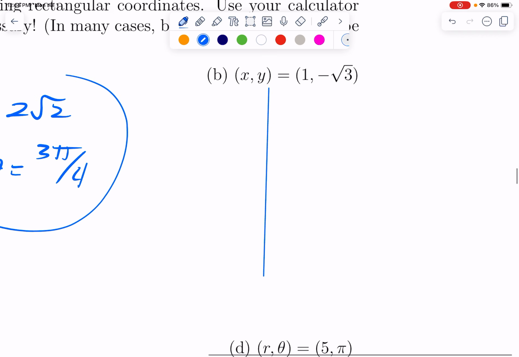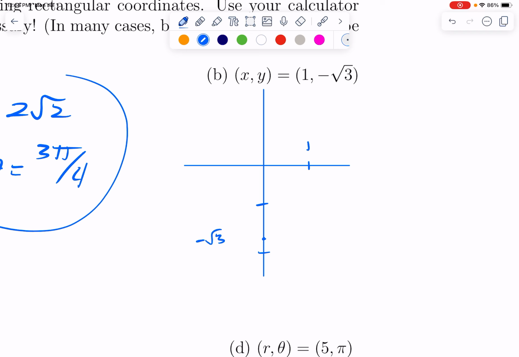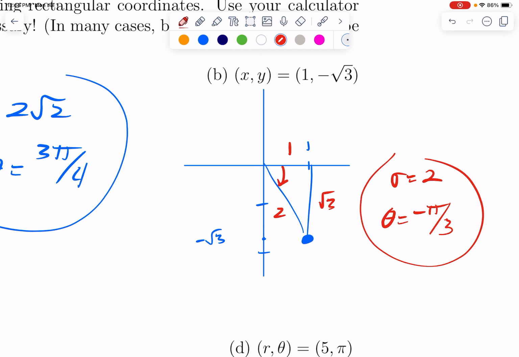For this one, x equals 1, y equals negative root 3, which is approximately negative 1.7. So our point is here. You might notice that we have a 30, 60, 90 triangle. This distance is 1. This distance is root 3. So this is 2. And then this angle would be negative 60 degrees, or in radians, negative pi over 3.